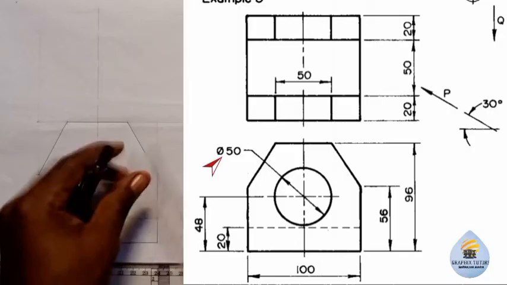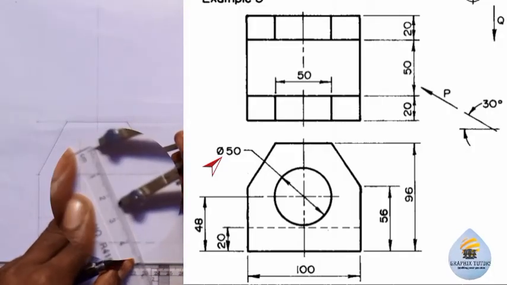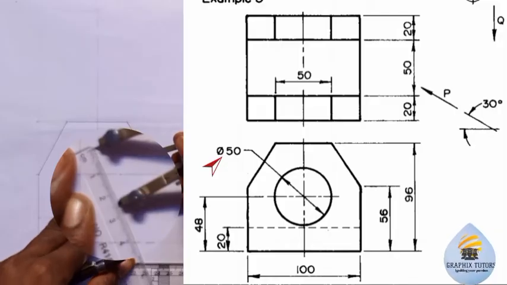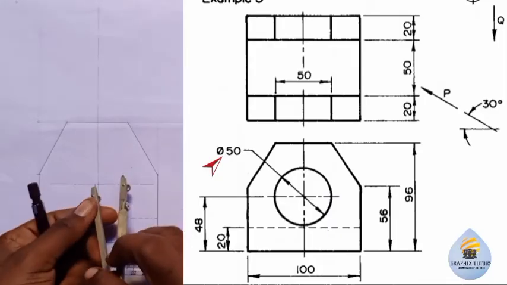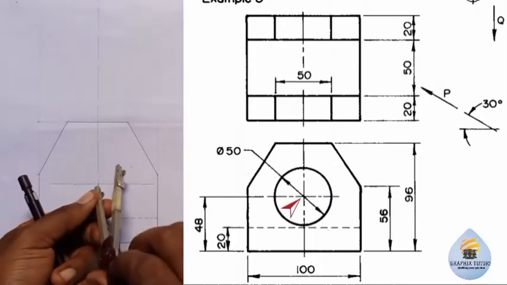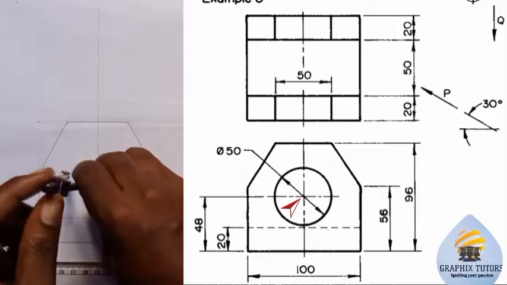So you measure 25 on your meter rule. So from here to here is given to be 25, from 0 to 25. Right? So I'll place it at that center there. Right? And I'm going to draw my circle this way.